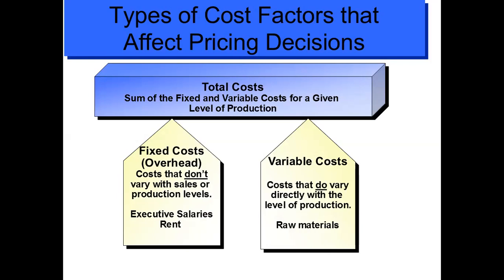Another is the fixed cost, that is known as the overhead also. That is the cost that does not vary with the sales or production level. Even in case of zero level of production, we have to pay this cost. For example, the rent of the building. Even if we don't produce anything, we have to pay rent. Executive salary, rent for the electricity. These are certain fixed costs.